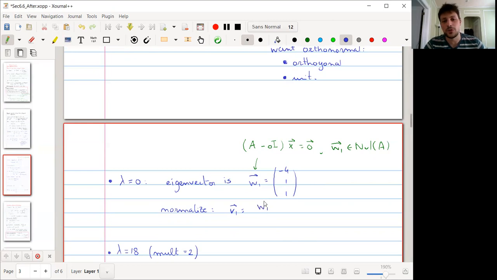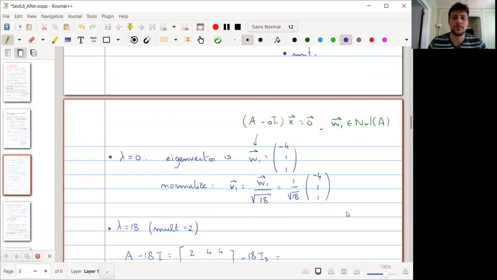So what we want to do is to normalize it, and we'll divide by the norm. The norm of this guy is the square root of the sum of its entries squared. So we get 16 plus 1 plus 1, that's 18. One over root 18, times negative 4, 1, 1. Okay, so that's a unit eigenvector, v1.